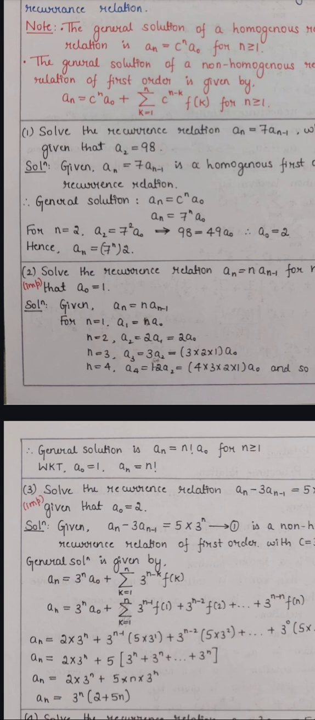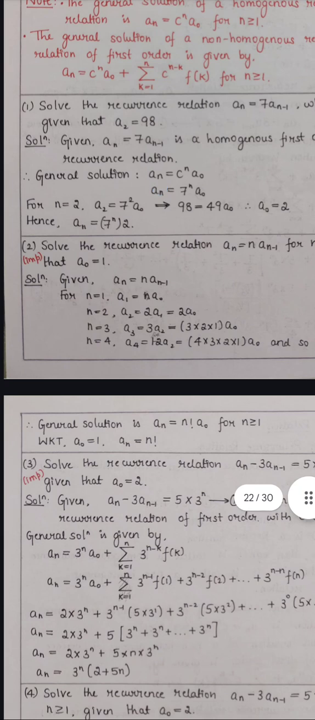So for a_2 we have n equals 2, a_2 equals 7^n a_0, 7 square a_0. a_2 is given as 98, so 49 a_0 equals 98. So what we have is a_0 is 2. Hence a_n equals 7^n into 2.